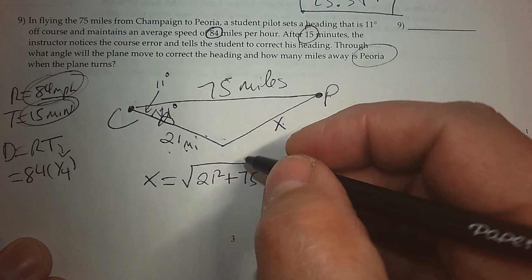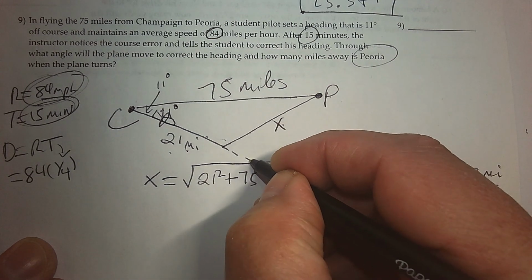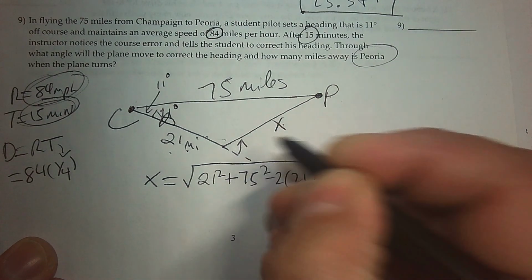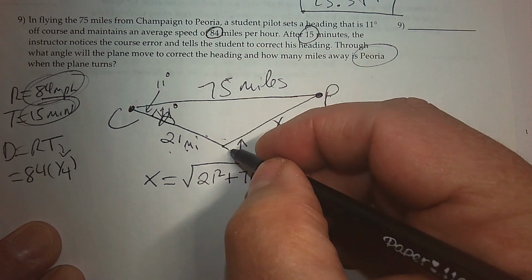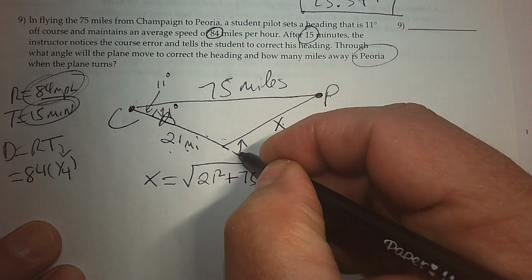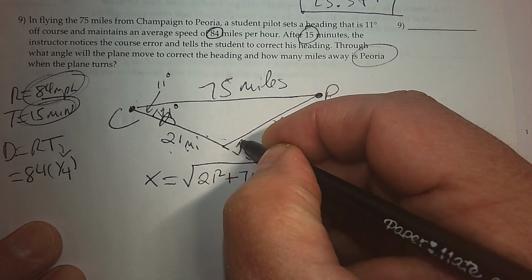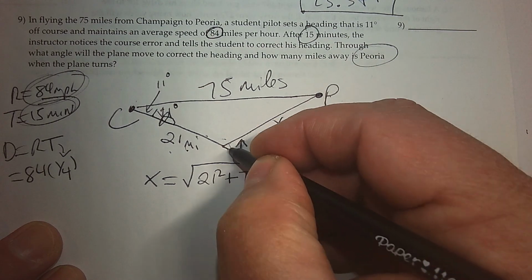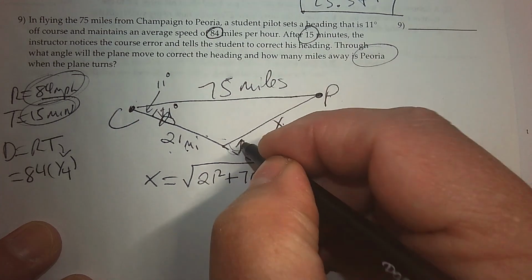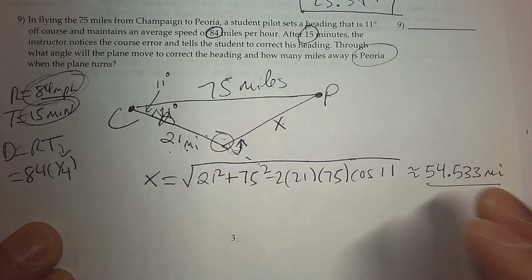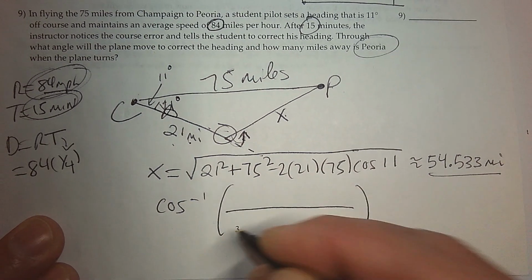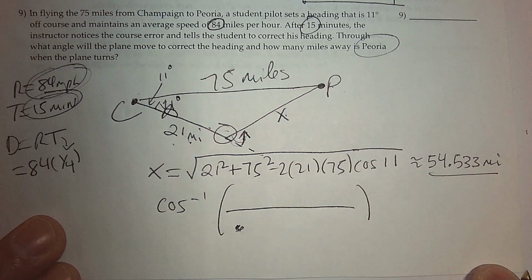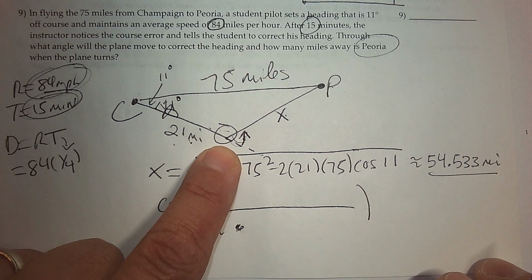Well, the angle that the plane should turn, the turning angle, is actually the angle outside the triangle. So if I extend the line, the angle outside the triangle is the one that the plane should turn, right? If you see it physically. But in order to find it, what angle do I need to find the turning angle? So how do I find the angle inside the triangle?